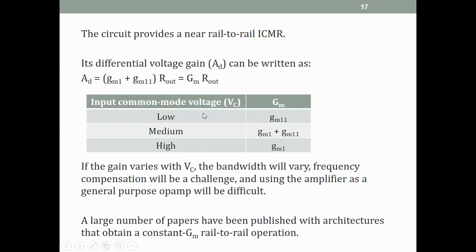Alright, so even if VC goes from low to medium to high, the total GM remains constant. These are called constant GM rail-to-rail amplifiers. We don't have time to study these, but if you are adventurous, this is an area to study in more detail to go deeper into analog circuit design.